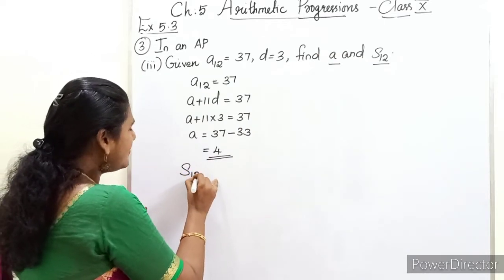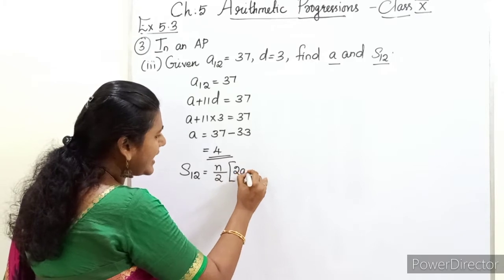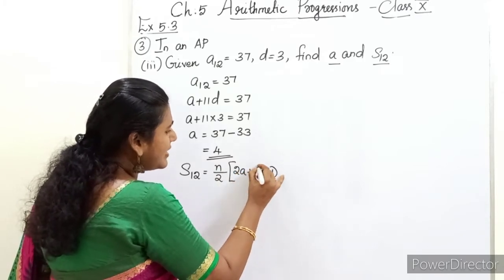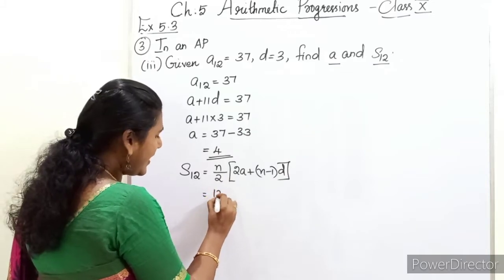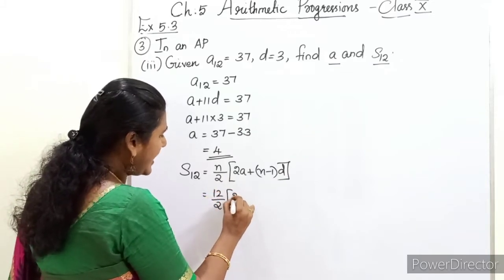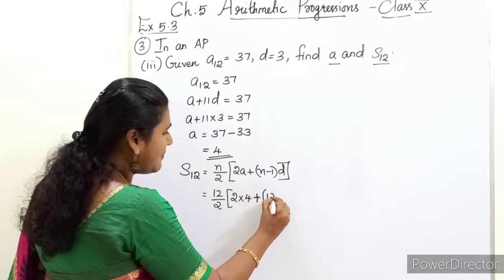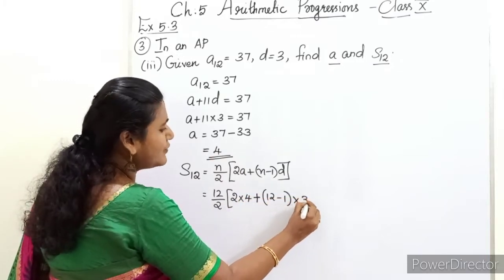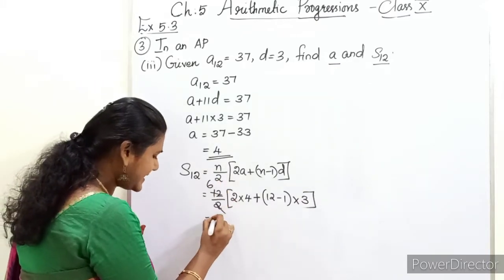So S12 is equal to, the formula is n by 2 into 2A plus n minus 1 into D. So here n is 12. So 12 by 2 into 2A, 2 into the value of A, which is 4, plus 12 minus 1 into the value of D, which is 3. Now we will simplify this. So here you will get 6.